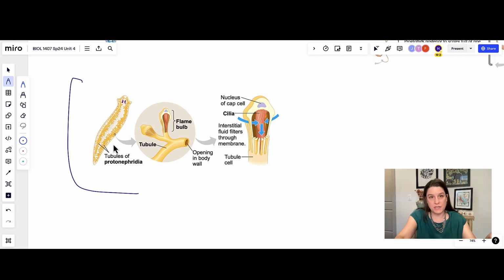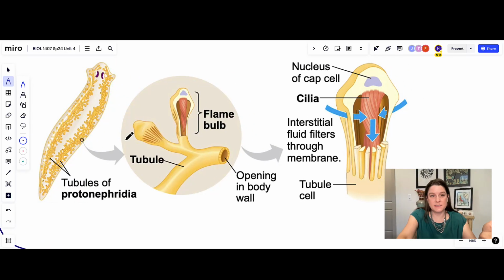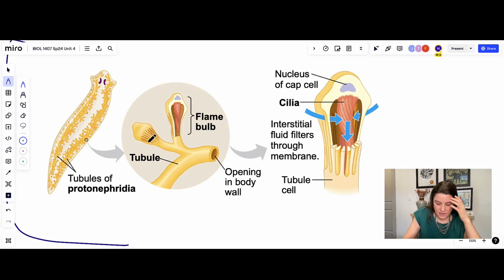because the more surface area you have, the more exchange you can do. In this case, it's water and ion exchange. And they have these little flame bulb cells and all these tubules. The tubules have openings into the body wall, and these little flame bulb cells basically have cilia. They sweep in the water or the body fluid.